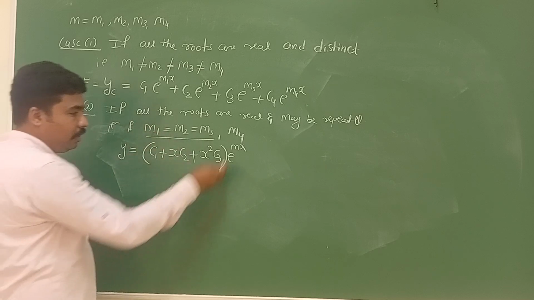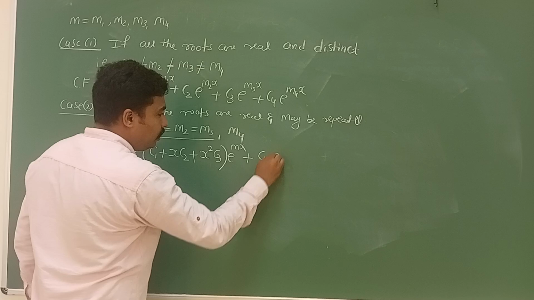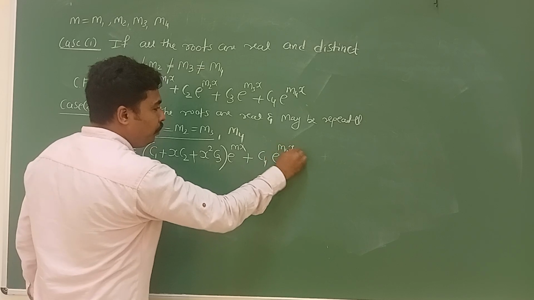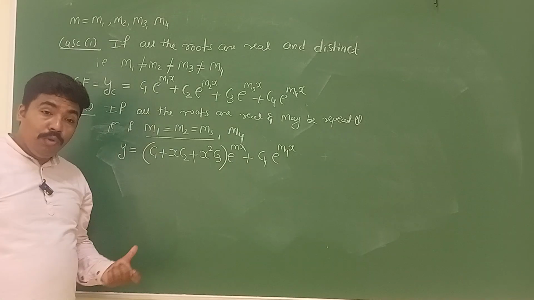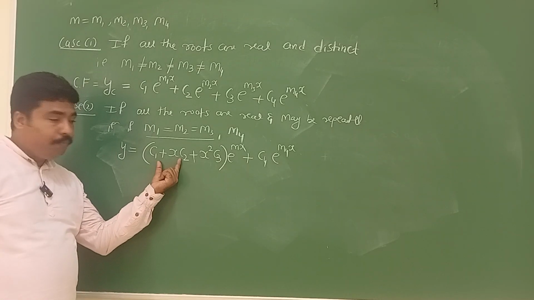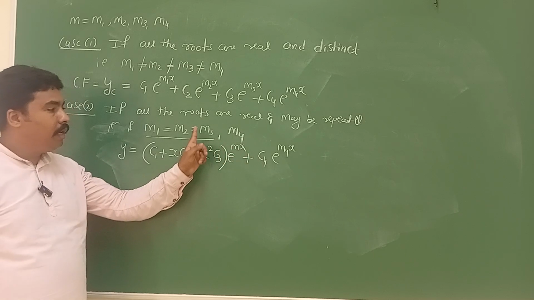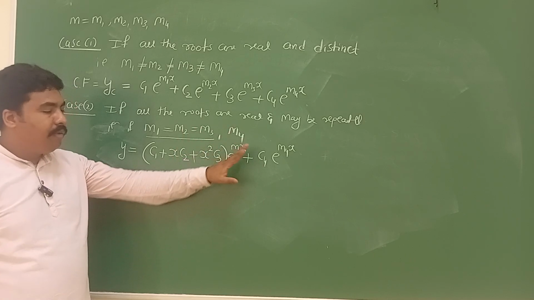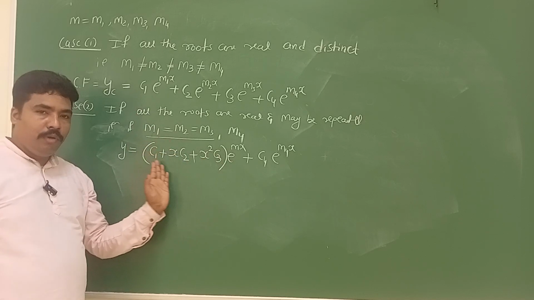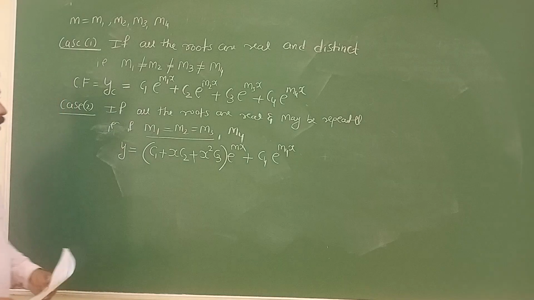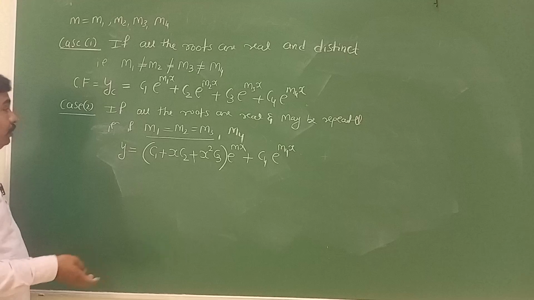I have written like this, and the last one is the distinct root, which will be written as c4 e power m4 into x. So if only 2 roots are repeated, only this much will come, and for m3 again we are supposed to write like this: c3 e power m3x plus c4 e power m4x. However many roots are repeated, that many times you have to write like this. This is the case when we have real and repeated roots.